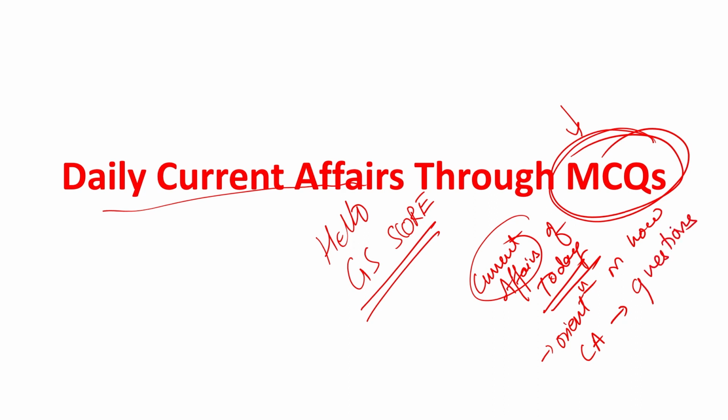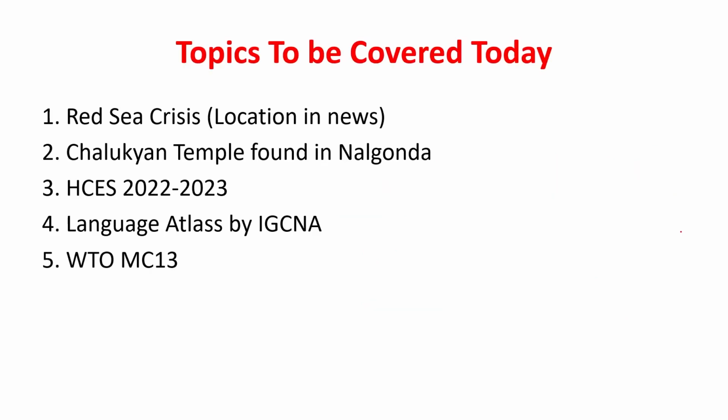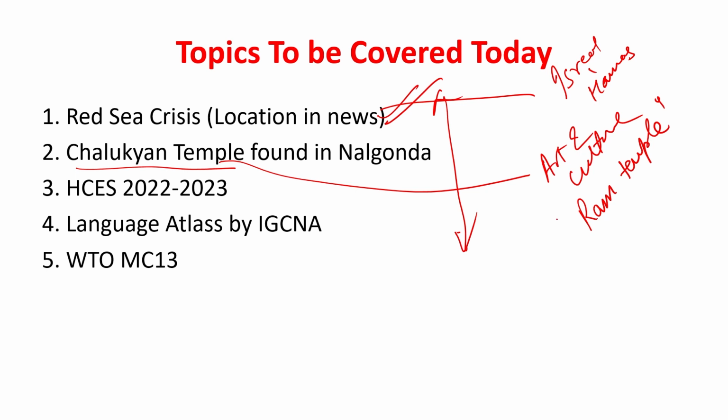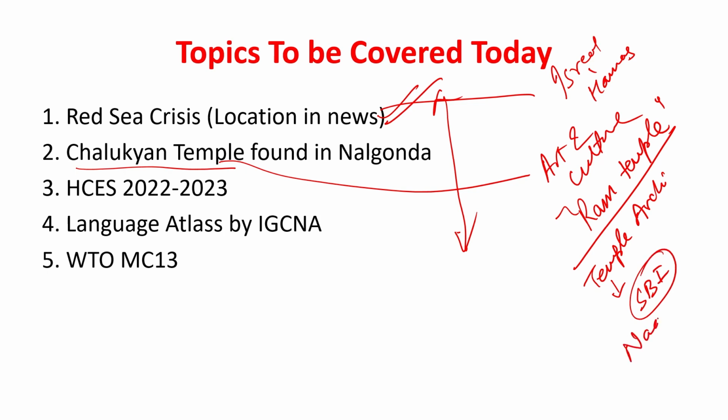So let us look at the very first question of today. But before that, we have the list of topics on which the questions have been framed. The Red Sea crisis, it's in news because of the Israel-Hamas conflict. A Chalukyan Temple, something which is related to art and culture. Ever since the opening of the Ram Temple, the inauguration, the temple architecture has gained importance. Recently there was a paper of SBI or some banking exam where the question was asked on the Nagara style.